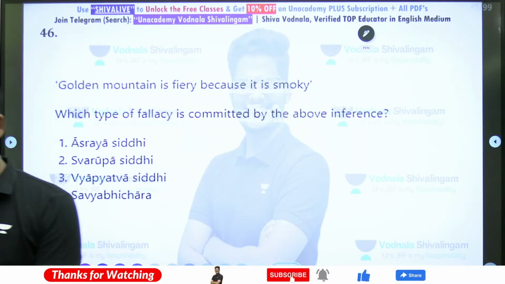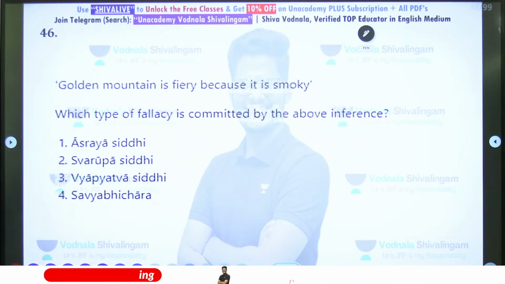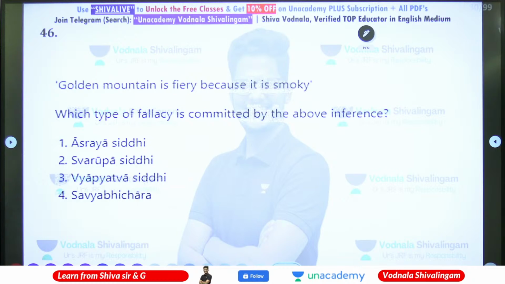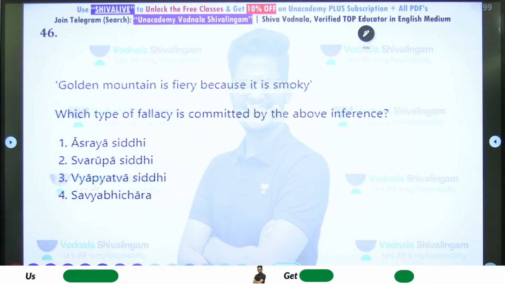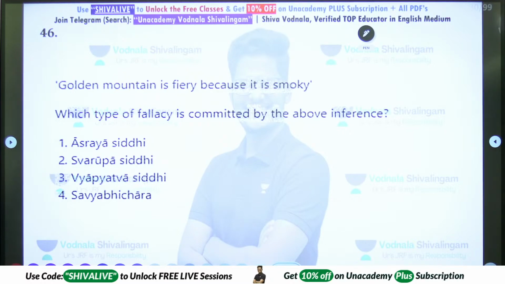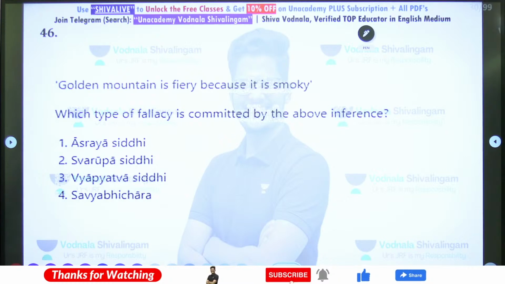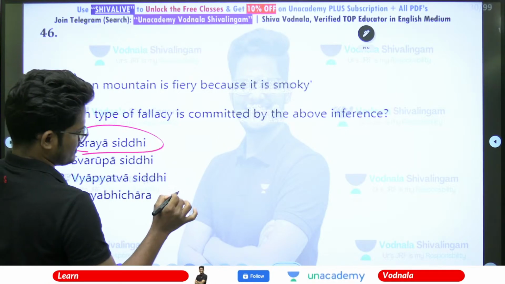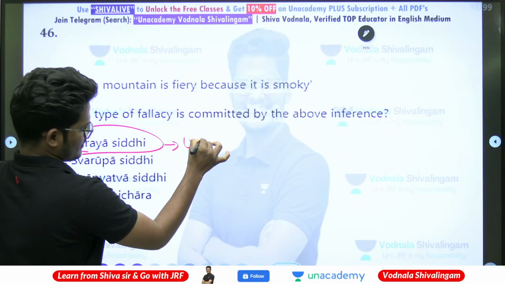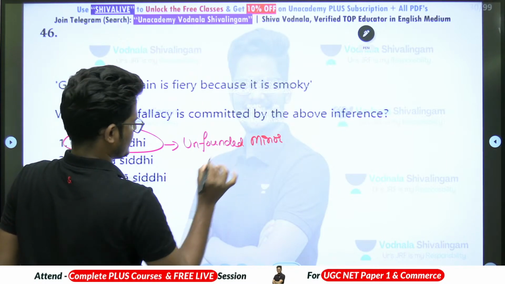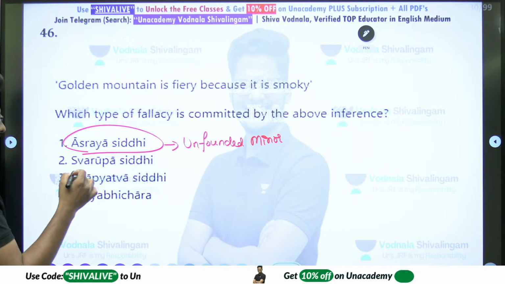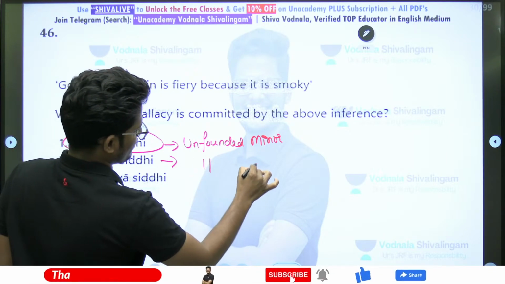Golden Mountain is fiery because it is smoky. It is Ashraya Siddha, because I already told you Ashraya Siddha is an unfounded or unknown minor term, and Swarupa Siddha is an unfounded or unknown major term.